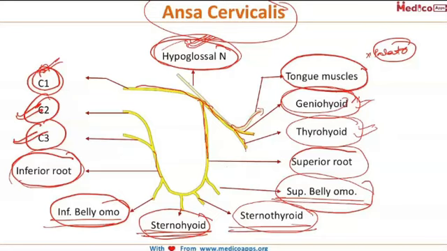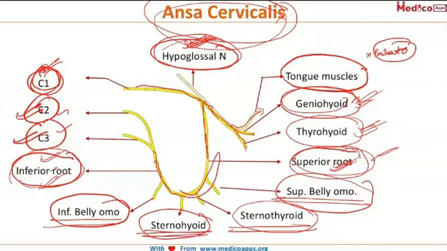So this is the Ansa cervicalis, that is the nerve loop that supplies the strap muscles in the anterior part of the neck. To summarize, we have C1 along with the hypoglossal nerve supplying the geniohyoid and thyrohyoid muscles. We have C2 and C3 forming the inferior root, and C1 along with the hypoglossal forming the superior root. So together the superior root and inferior root form the Ansa cervicalis, supplying the inferior belly and superior belly of omohyoid, sternohyoid and sternothyroid muscles.